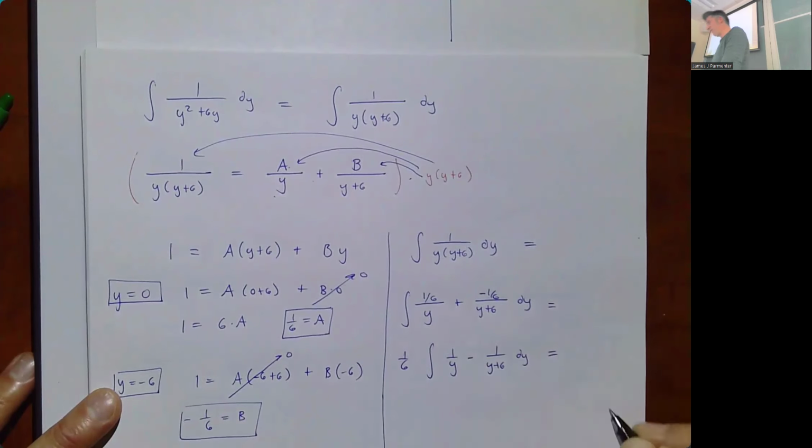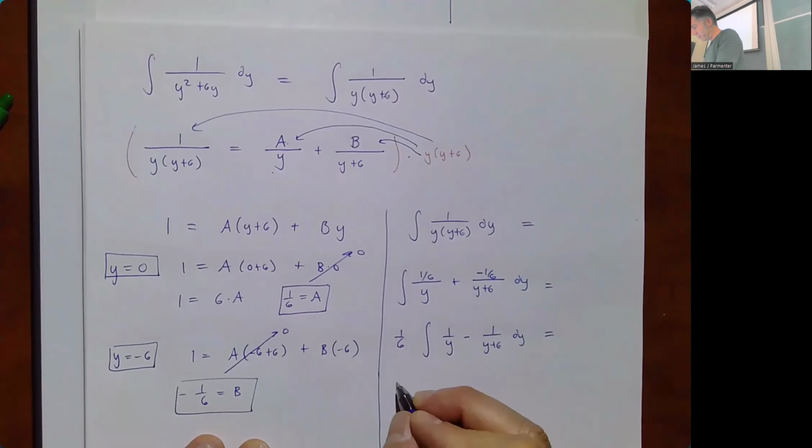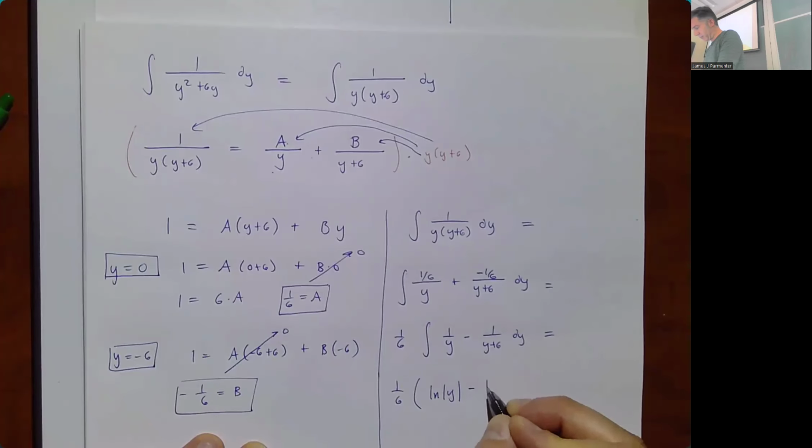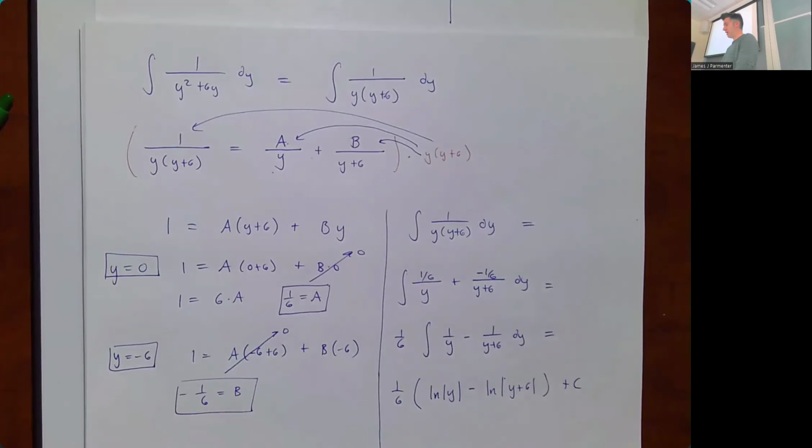And finally, well, not finally, because we're not done yet, but finally, for this part, we can integrate both of those things. The antiderivative of 1 over y is the natural log of the absolute value of y. The antiderivative of 1 over y plus 6 is the natural log of the absolute value of y plus 6. And I guess we don't really need the plus c, but right. Kind of complicated, but it does come up occasionally.